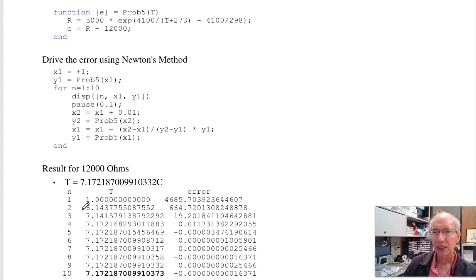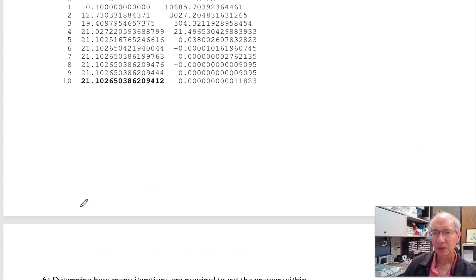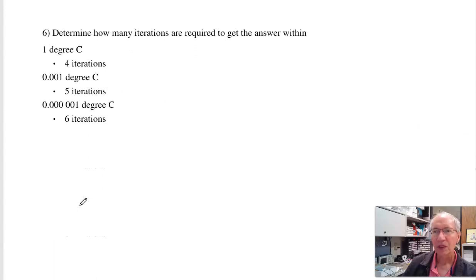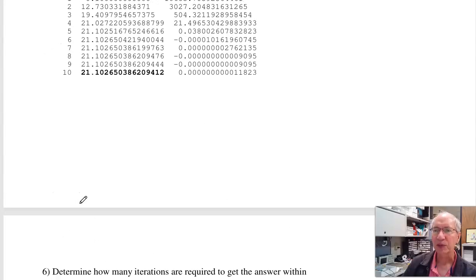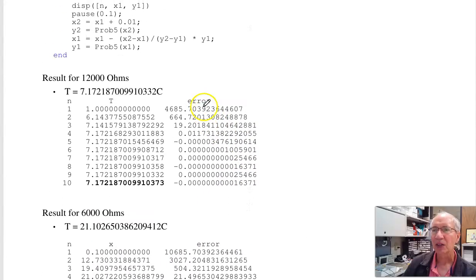Last problem. Oh, the number of iterations, I just look at the error. How long does it take the error to get within 1? So here's 4, 5, 6. It's converging really fast.